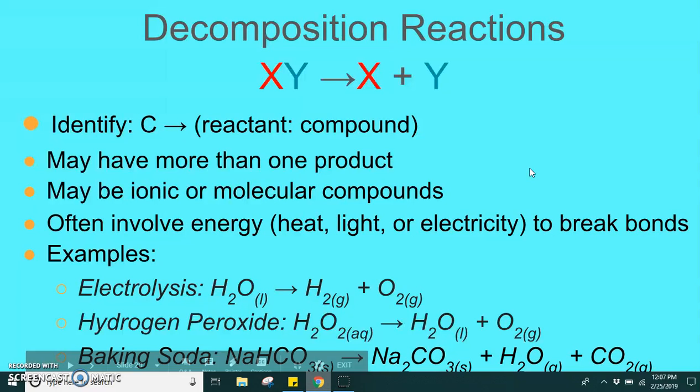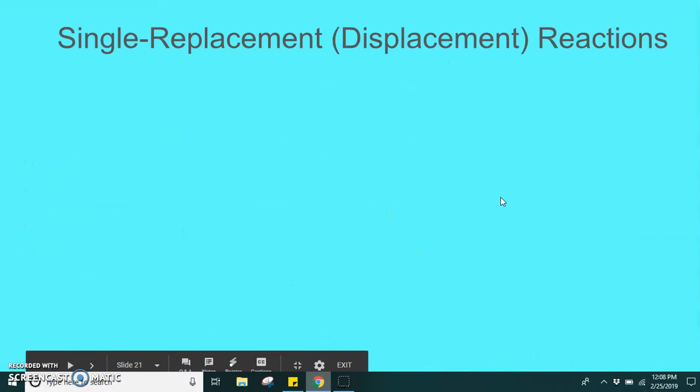And here are some examples. Electrolysis of water: you use electricity to separate water into hydrogen gas and oxygen gas. Hydrogen peroxide you can get to break down into water and oxygen. Baking soda: you can take the sodium bicarbonate, or sodium hydrogen carbonate, and get it to break down into sodium carbonate, water, and carbon dioxide. Even though there are three products in that third one, there's still only one reactant. So the way you can tell these reactions is there's only going to be one reactant listed.